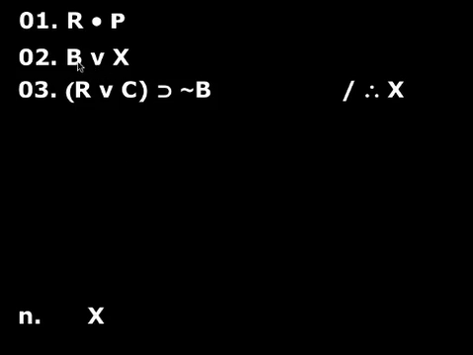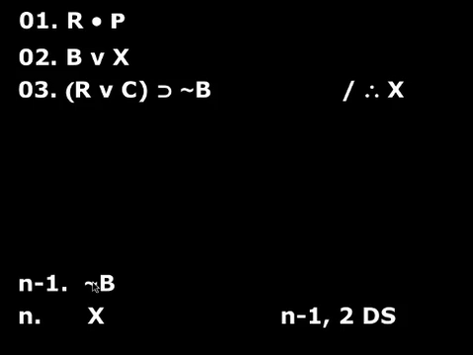Well, let's see. I see up here that I've got B or X. So if I could get not B, I could get X by disjunctive syllogism, right? So if my second to last line, N minus 1, is not B, then I could get X by disjunctive syllogism. Suppose my proof is 10 lines, N is 10, N minus 1 is 9. Then I could get X by disjunctive syllogism on 2 and N minus 1. So this will be my justification: disjunctive syllogism on lines 2 and N minus 1.